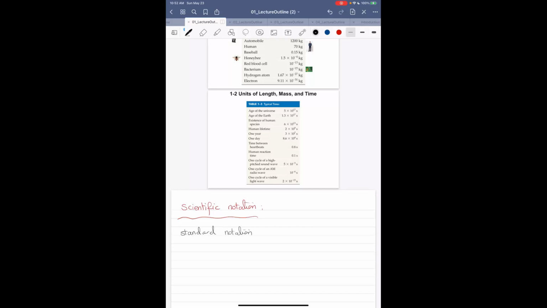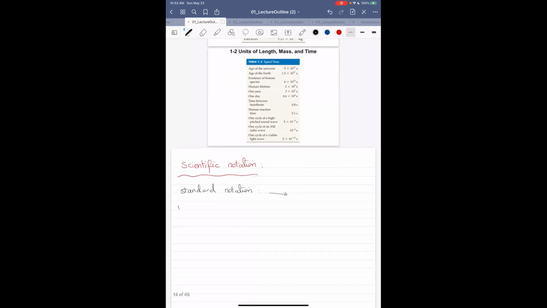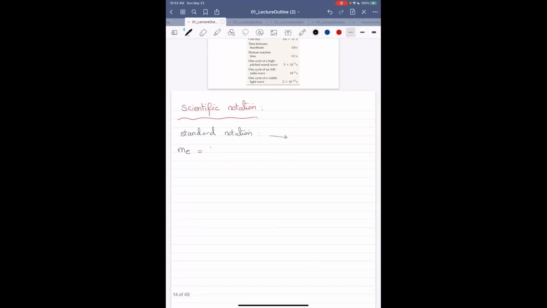And that standard notation means, let's say, the mass of the electron. The mass of the electron was recorded here as 9.11 × 10⁻³¹ kilograms. The mass of the electron in this form is in the scientific notation. Okay, in the standard notation, we can write it like this.